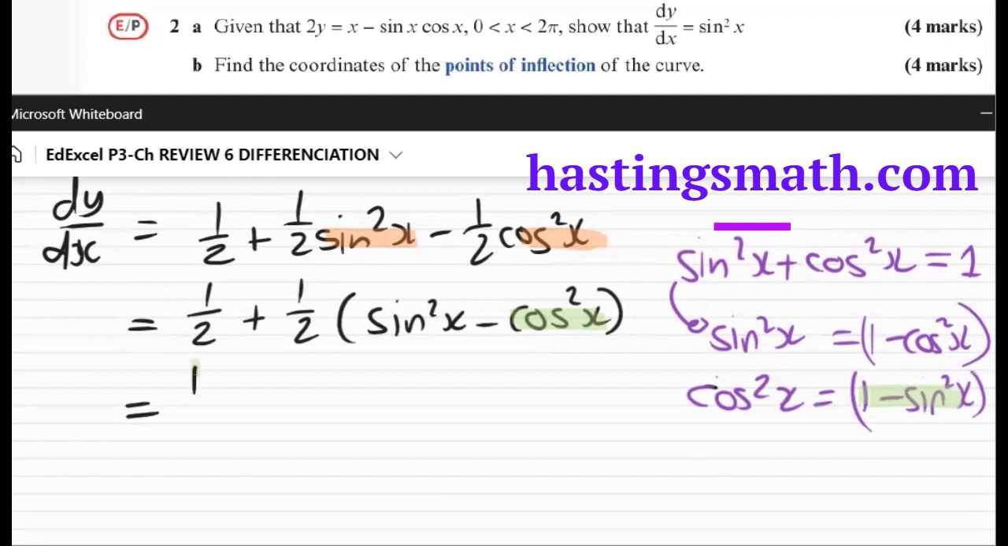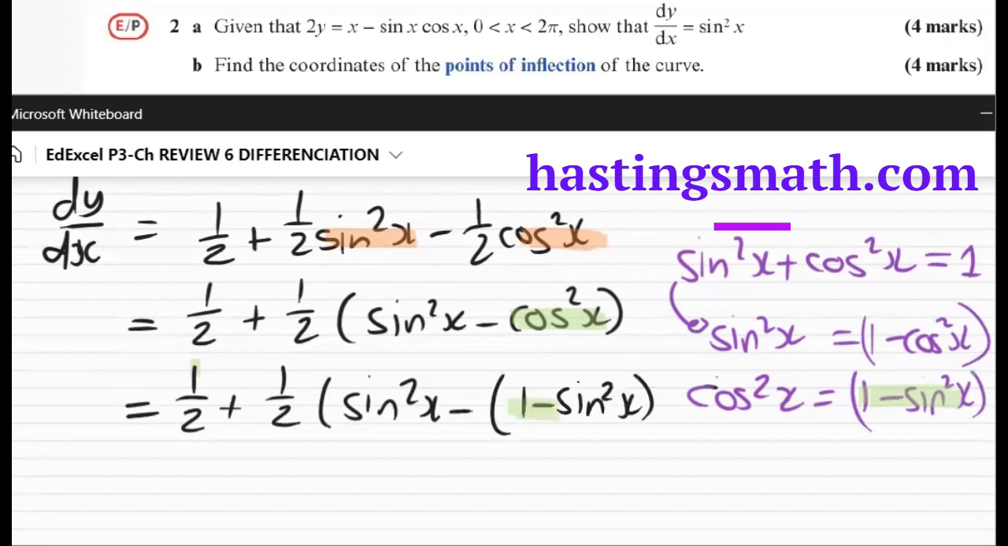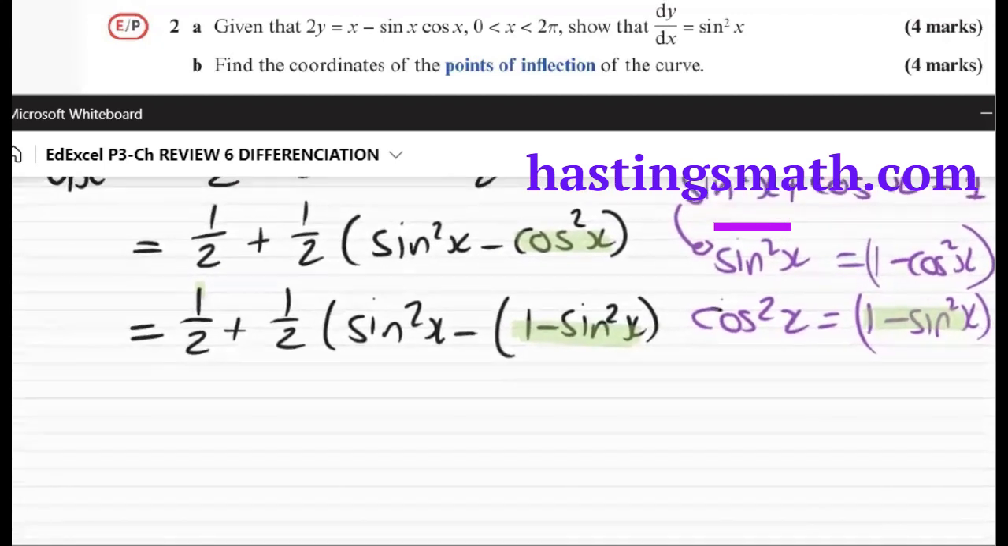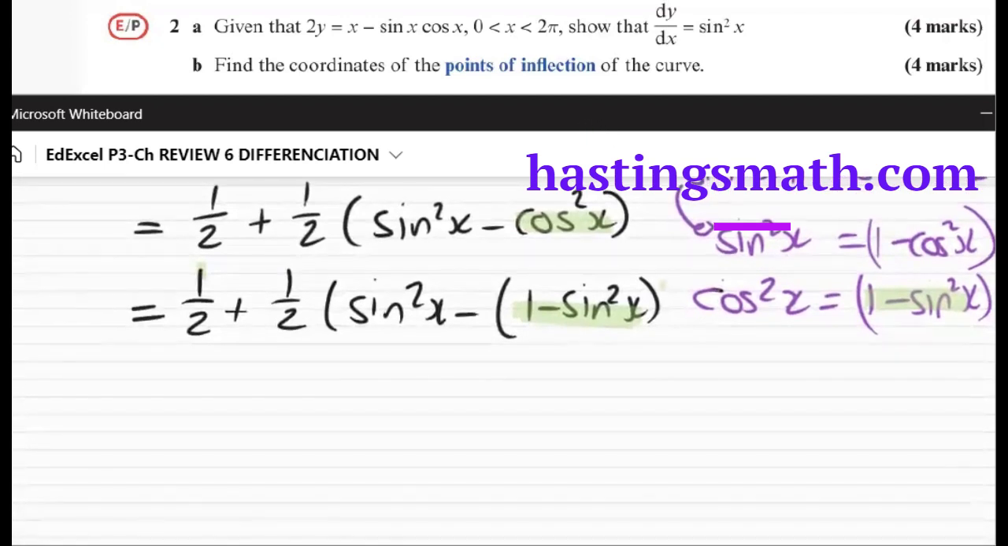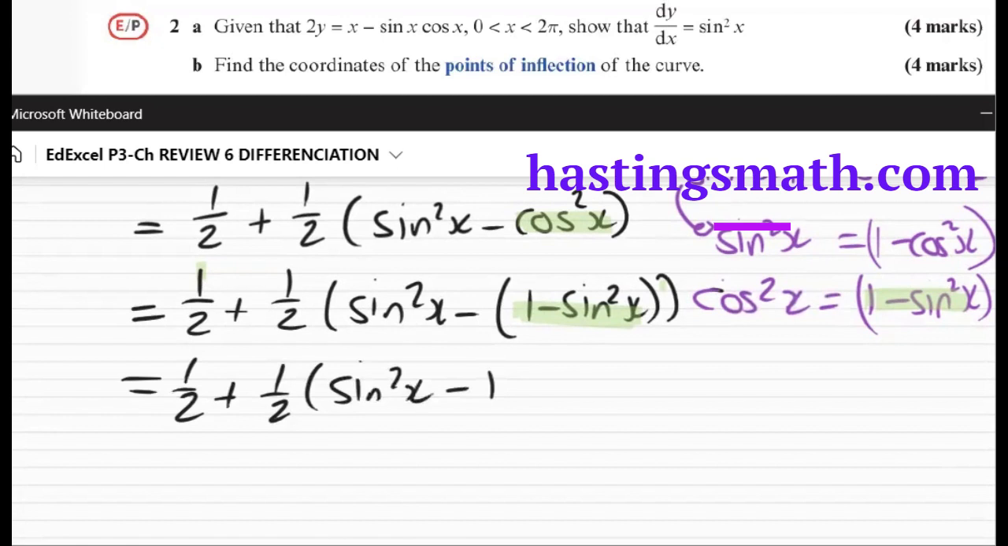We get a half plus a half sine squared x minus 1 minus sine squared x. So I just switched those up. The reason I chose this way is I want to get sine squared x on its own in the answer. Let's simplify some more. So half sine squared x minus 1 plus sine squared x.